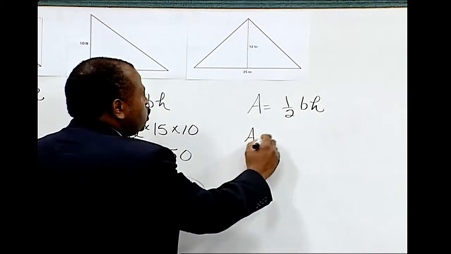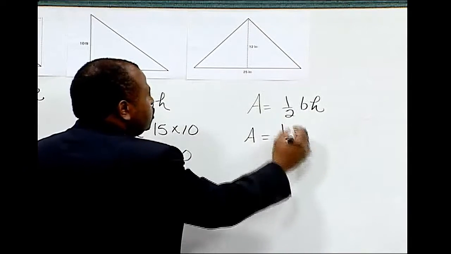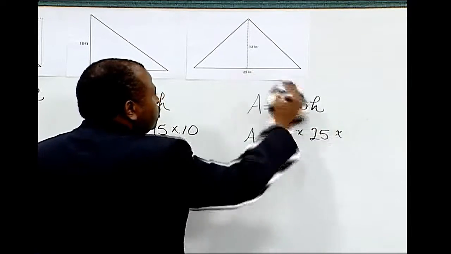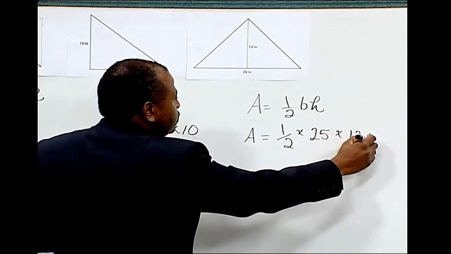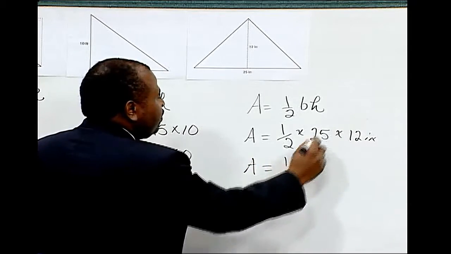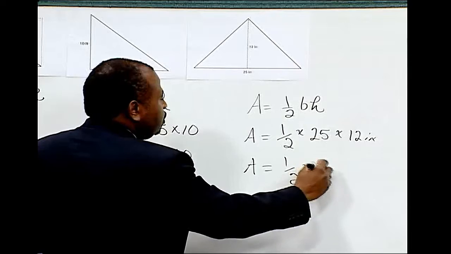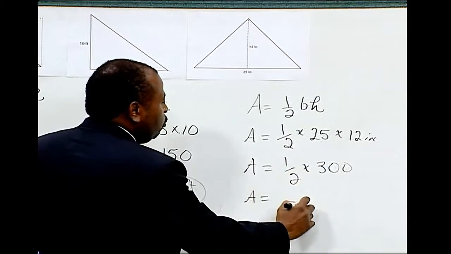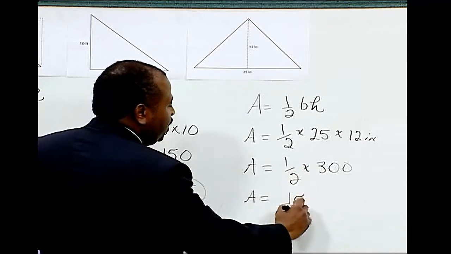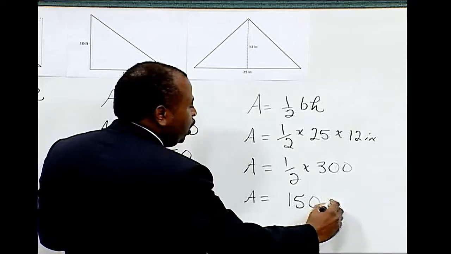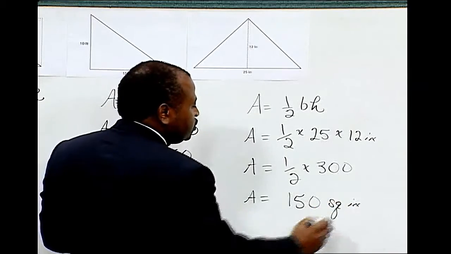A is equal to 1/2 the base, which is 25 inches, times the height, which is 12 inches. We multiply 25 times 12, we get 300. Take 1/2 of 300, we get 150. Therefore, the answer is 150 square inches.